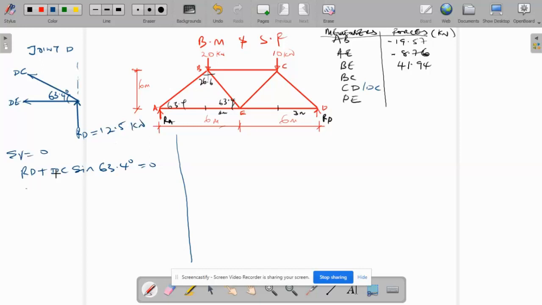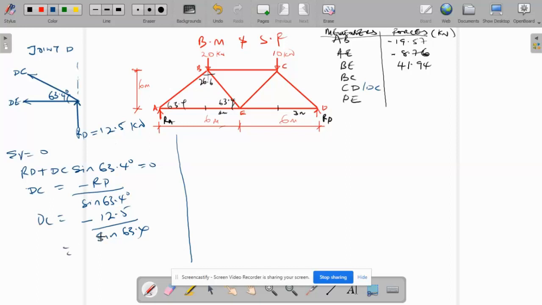So here we have DC. When we take this to the other side, it will be equal to minus RD divided by sine 63.4 degrees. So this will be equal to minus 12.5 over sine 63.4. So that is what our DC will be.